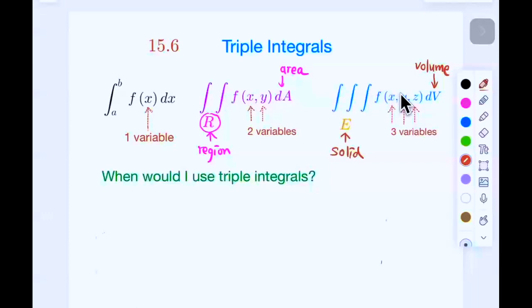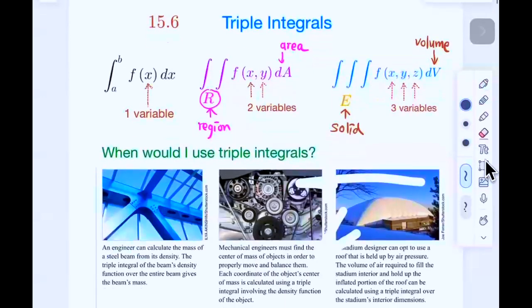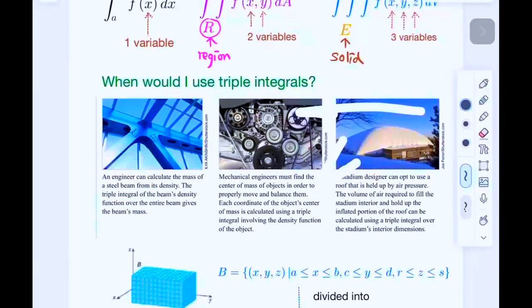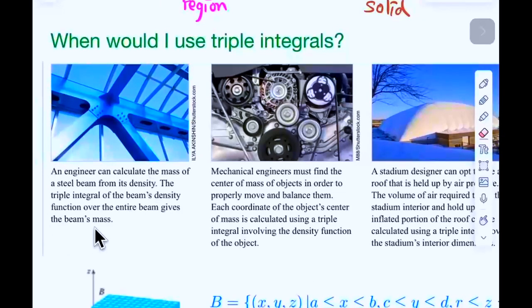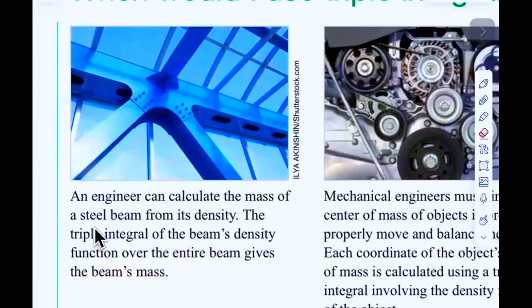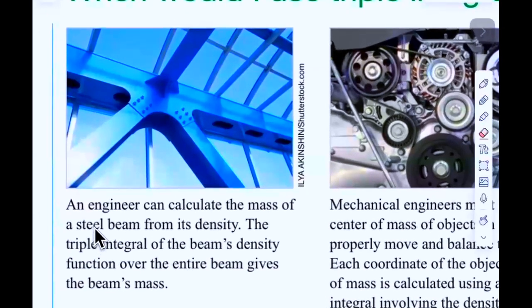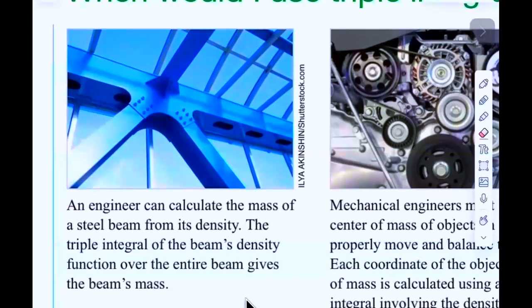Now, when would I use a triple integral? You might think about why I need to learn about it, right? Here are some examples that you're going to use in real life. An engineer can calculate the mass of a steel beam from its density. The triple integral of the beam's density function over the entire beam gives the beam's mass.